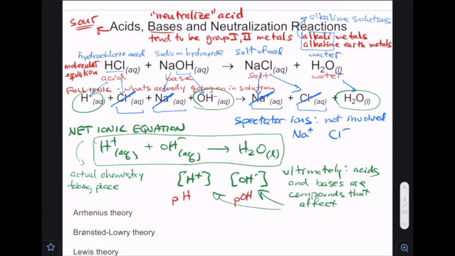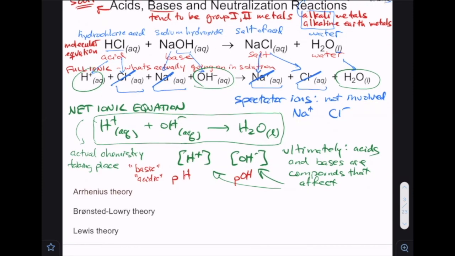We may talk about things as being acidic or basic. Those are just terms that we'll be using to relate the relative pH or pOH levels. We have different theories about acids and bases, and you can read about these in the chapter. There's the Arrhenius theory, the Bronsted-Lowry theory, and also the Lewis theory. This chapter spends most of the time talking about Bronsted-Lowry and Arrhenius. You'll be seeing Lewis theory for acids and bases more if you continue on to organic chemistry.